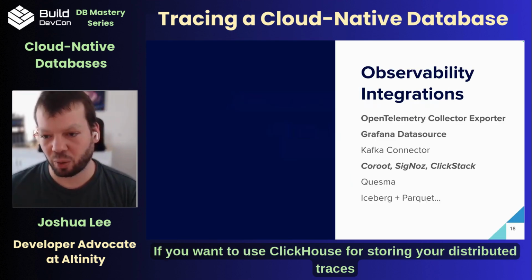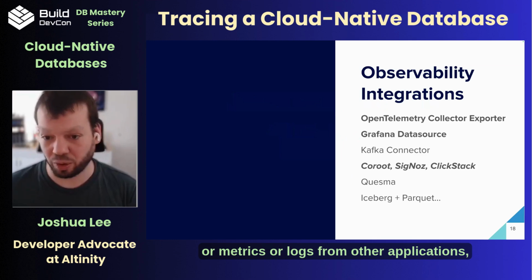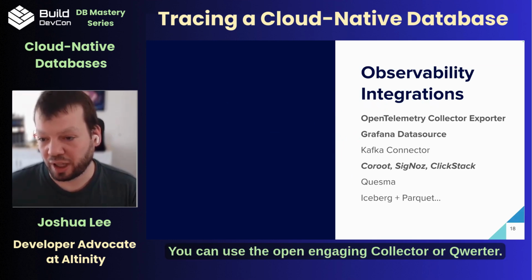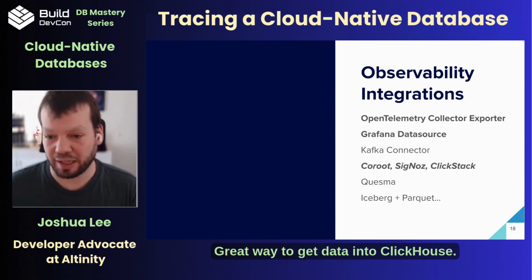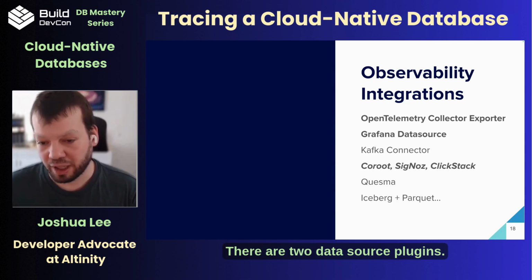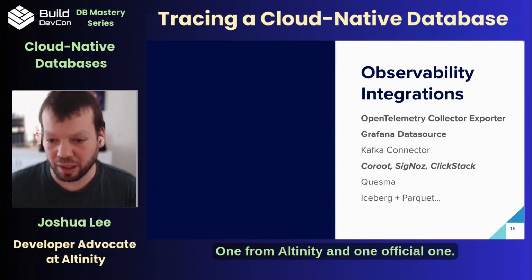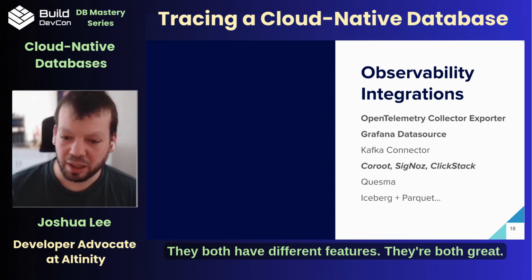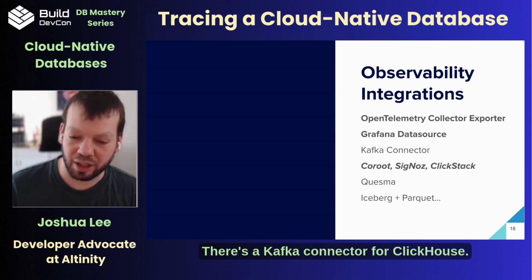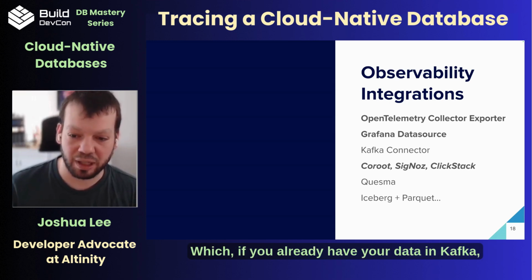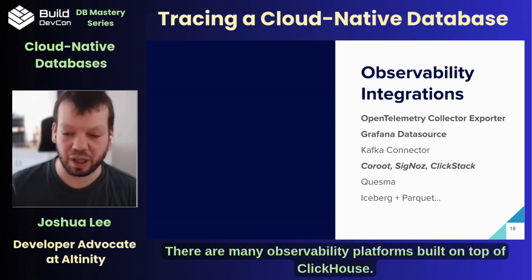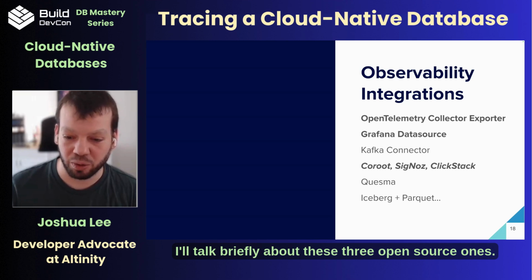If you want to use ClickHouse for storing your distributed traces or metrics or logs from other applications, you can use the OpenTelemetry Collector Exporter. That's a great way to get data into ClickHouse. There are 2 Grafana data source plugins, one from Altinity and one official one. They both have different features. They're both great. There's a Kafka connector for ClickHouse, which if you already have your data in Kafka is a great way to get your data into ClickHouse. There are many observability platforms built on top of ClickHouse. I'll talk briefly about these 3 open source ones.